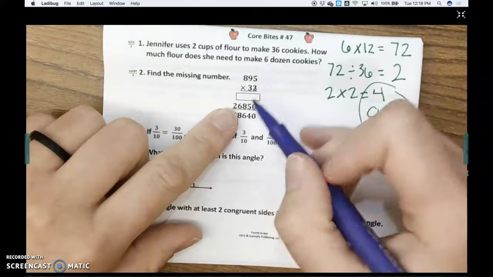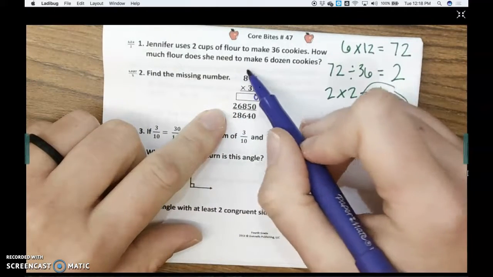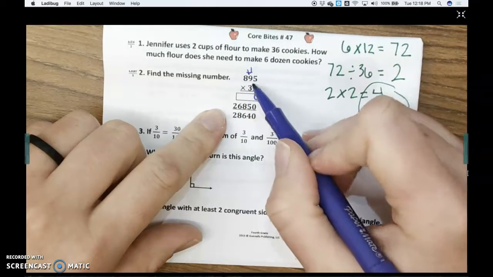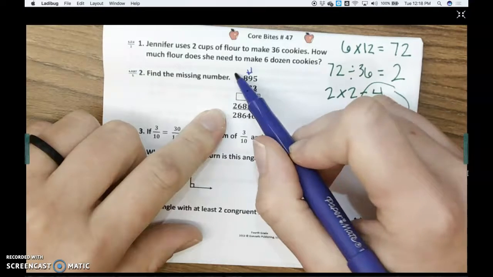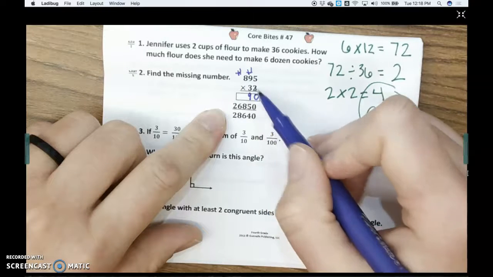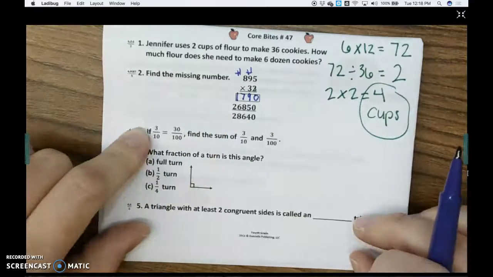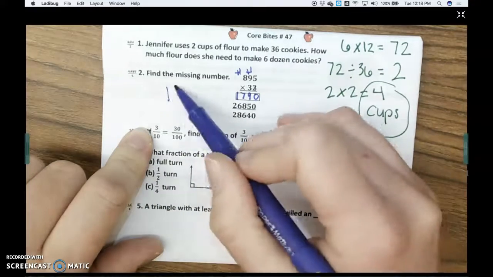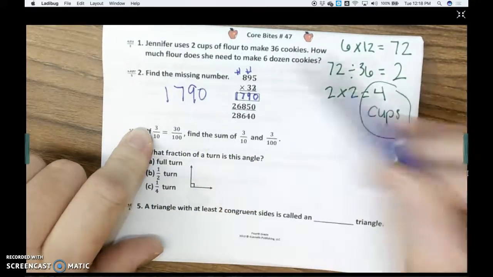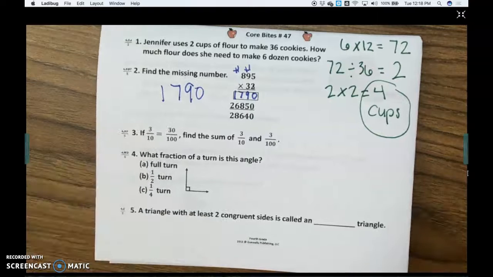So 2 times 5 is 10. Regroup. 2 times 9 is 18, plus 1 is 19. Regroup. 2 times 8 is 16, plus 1 is 17. So your missing number is 1,790. For number 3, we're looking at fractions.